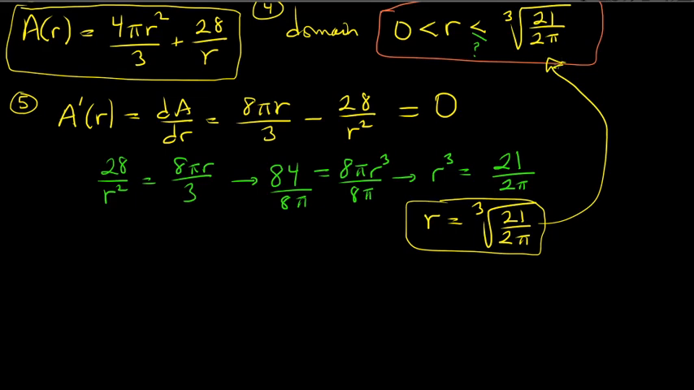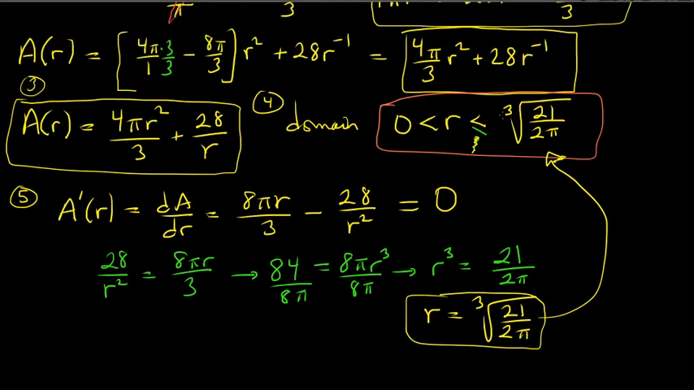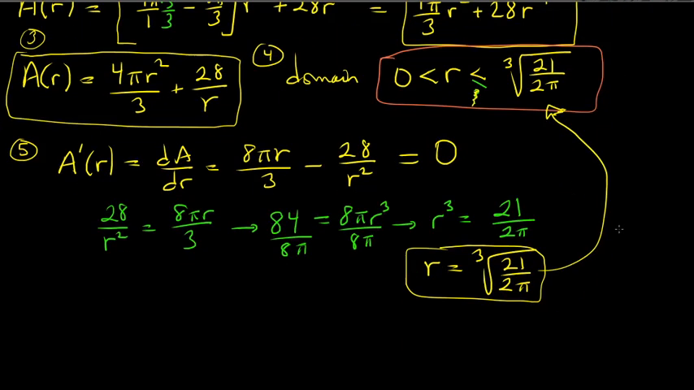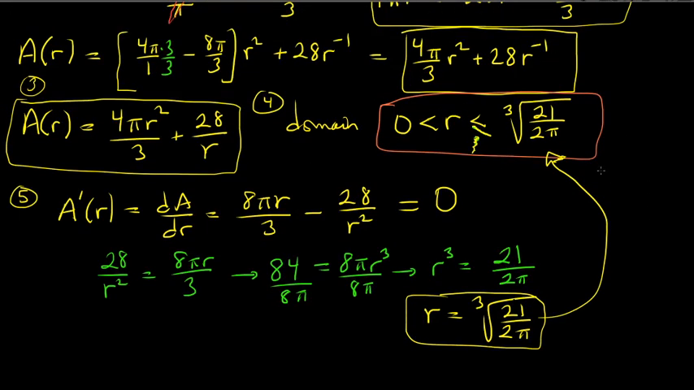And so as it turns out, this question mark here is a definitive yes. The radius can be this quantity here. Okay? Yeah, it turns out to be the endpoint of the interval, in this case the right-hand endpoint. So there's definitely an equal sign here. Right? So yeah, the only critical number is the right-hand endpoint. There's no critical number between 0 and the cube root of 21 over 2 pi.